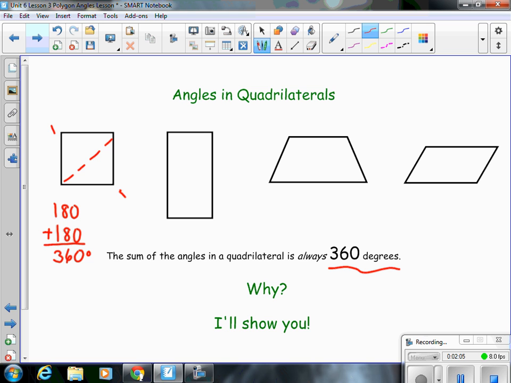So I can subdivide any quadrilateral to equal 360 degrees. We have 180 in this triangle, 180 in this triangle, which means it would be 360. I could divide this quadrilateral into 2 triangles. I could divide this into 2 triangles. And there are multiple ways to do that with our different quadrilaterals.